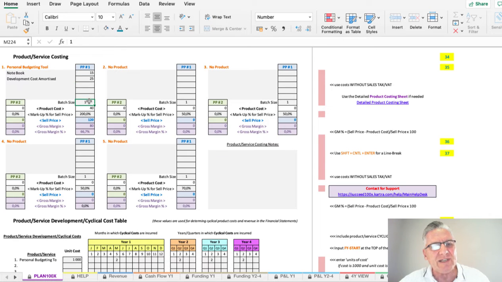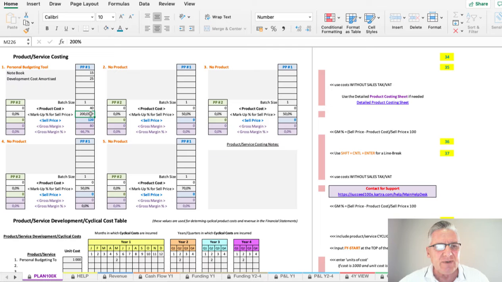Now, why do we have a batch size? Well, the batch size is, let's use an example. If you were making some product in bulk, and so your costing would be in the form of a bulk manufacture, and then that bulk manufacturer might have 30, let's call it, products that come out the end. Then you would input 30 here, so all those costs would be divided by 30 to get to a product cost. In this case, our batch size obviously is only 1.